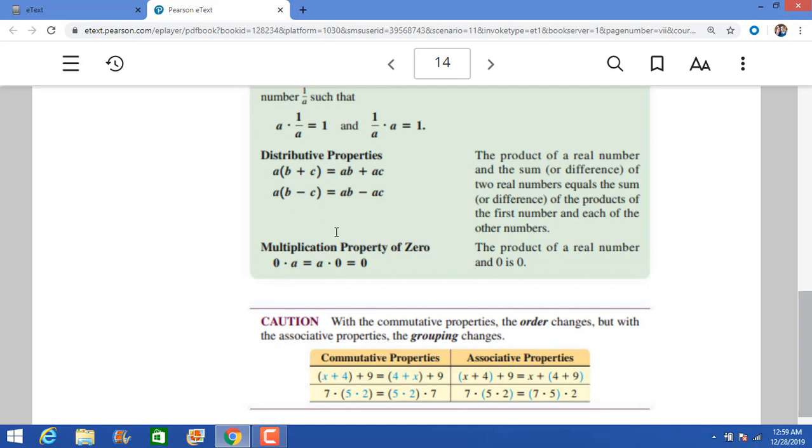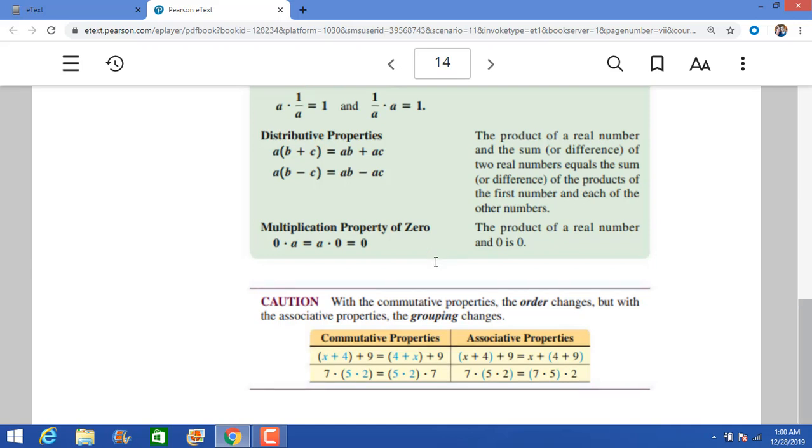Okay? Now, the multiplication property of 0. This property says that 0 times any real number will always give us 0. So A times 0 equals 0 times A equals 0. This is what we call the multiplication property of 0.